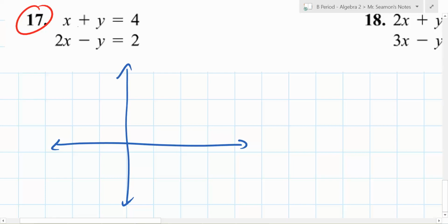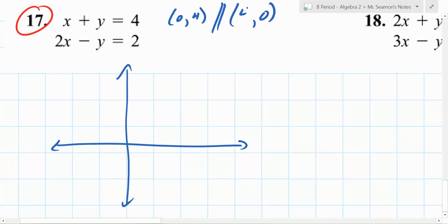When something's in standard form, what do you search for? The X and Y intercepts. So when X is 0, what's Y on this one? 4. And when Y is 0, what's X? Both of these intercepts are 4. So let's say 4 is right there and 4 is right there.